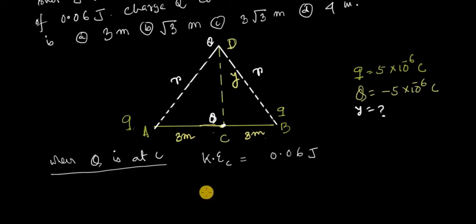And also the potential energy of Q at C is nothing but the potential energy of C due to A plus the potential energy of C due to B. Okay, alright. So when the capital Q is at point C, the potential energy due to A and due to B both will be there.